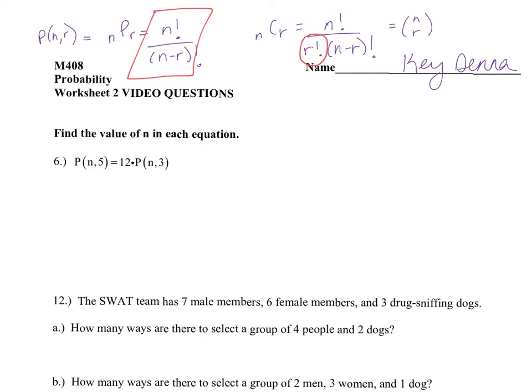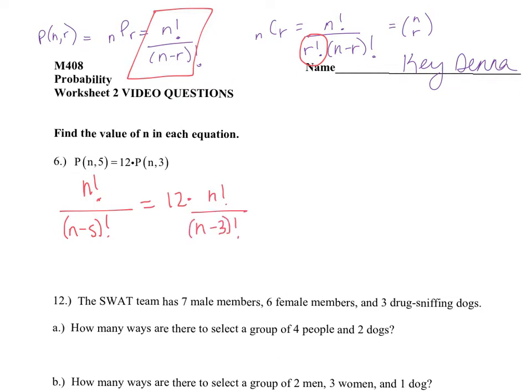Alright, what I did here was pick a couple of questions that students usually ask me about, that I would have gone over had I been in class. The first one is problem 6. For this problem, you want to start by writing out the formula for the permutations of n perm 5. So we start with n factorial divided by n minus 5 factorial, equal to 12 times n factorial over n minus 3 factorial.